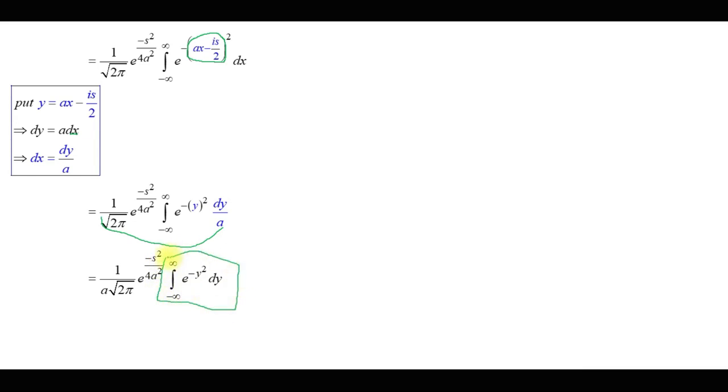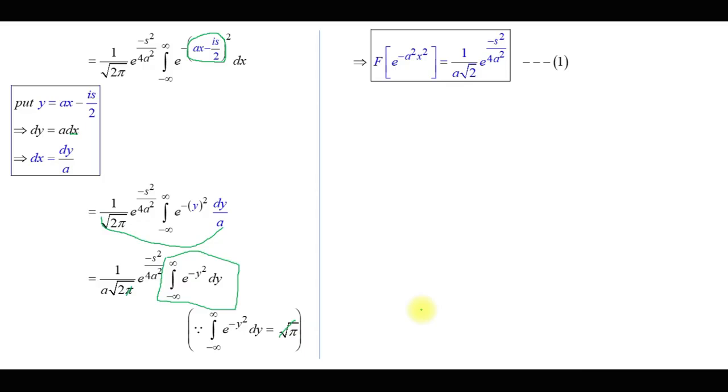There is one standard result: integration minus infinity to plus infinity e power minus y square dy. The value of this integration is square root pi. So substituting, square root pi cancels. Therefore the answer is Fourier transform of f of x equal to 1 divided by a root 2, e power minus s square divided by 4a square.